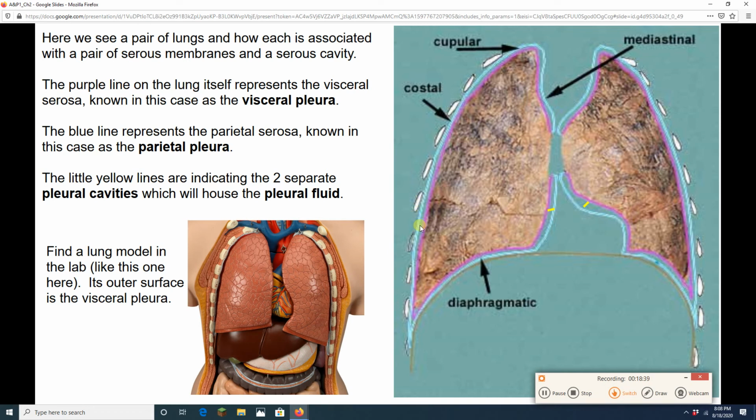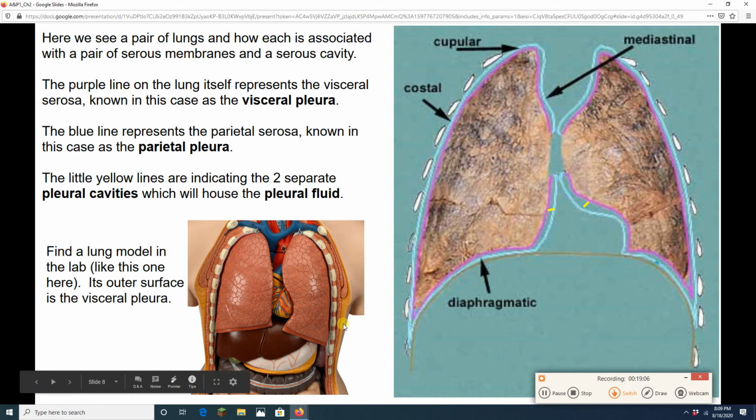The little space between them, really tiny space, I got my yellow lines right there. That space is the pleural cavity, one for each lung. And inside is the pleural fluid. So your lungs can expand with each inhalation and contract with each exhalation and not experience too much friction.